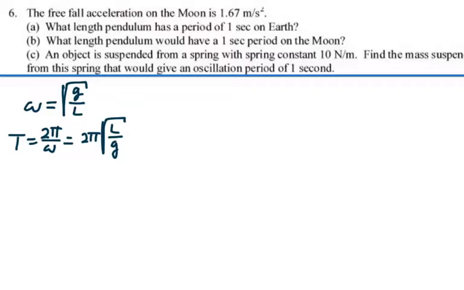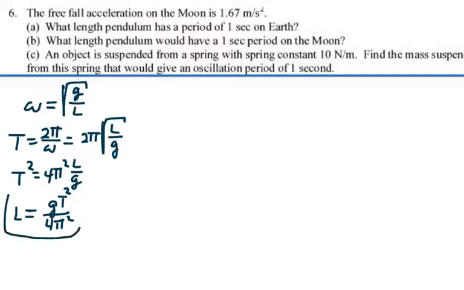So if we were to solve this for the length, square both sides. So it looks like this. And then L would equal g times the period squared divided by 4 pi squared. That would be the length of the pendulum as related to the period.